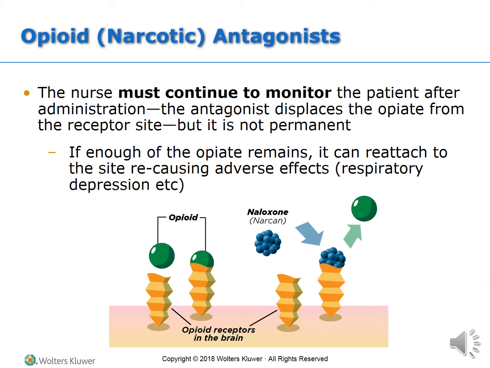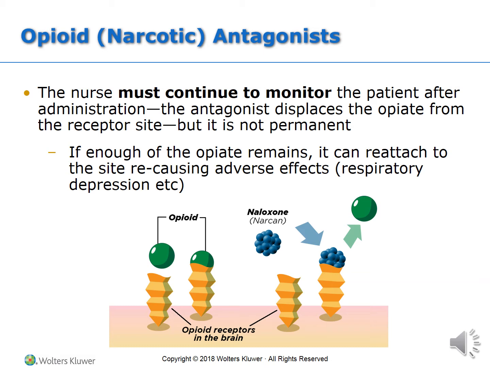So after you administer an opioid antagonist, you have to stay with the patient and continue to monitor them closely. The antagonist works by displacing the opiate from the receptor site. This little picture here kind of demonstrates that. The opioid is represented by the green sphere, and then we have naloxone or Narcan, which is the opioid antagonist that we give. When Narcan is given, it comes along and bumps that opioid off the receptor site and takes over. Well, Narcan doesn't stay on the receptor site forever, and the opiate isn't removed from the system. It's just now floating around.